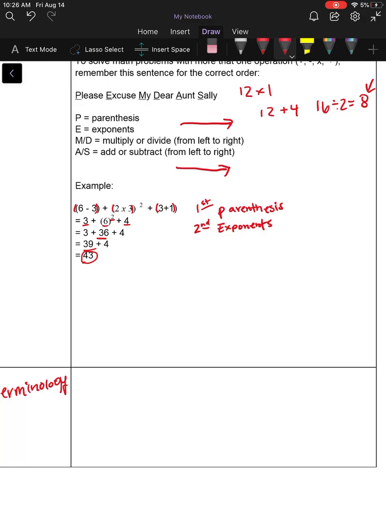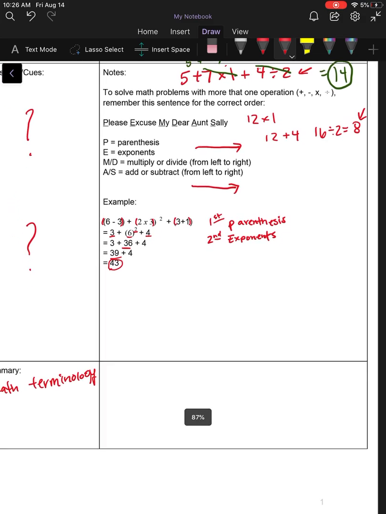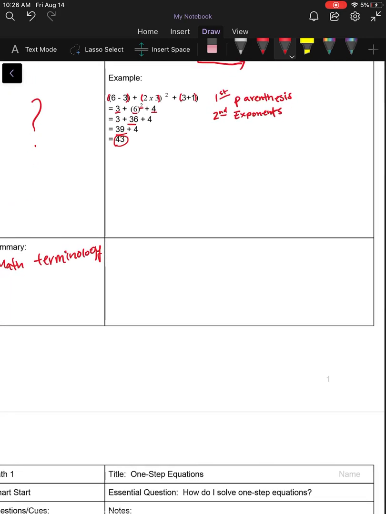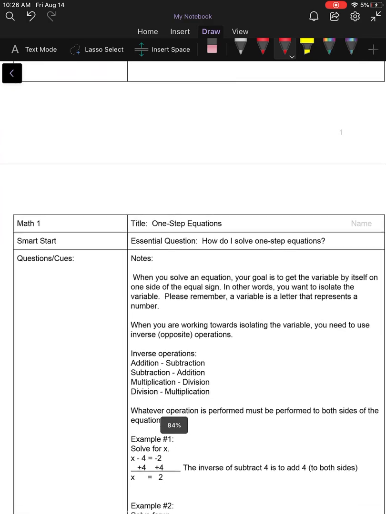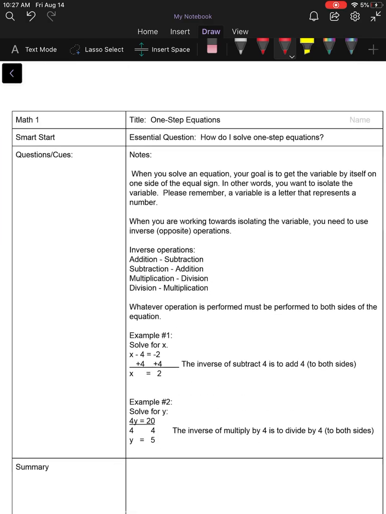Okay, so that is our first part of our notes, just kind of reviewing PEMDAS. How are we going to apply it? Well, here's our second set of notes. How do I solve a one-step equation? Well, you do it using PEMDAS, right, and inverse operations. So when you solve an equation, your goal is to get the variable by itself on one side of the equal sign. In other words, you want to isolate the variable.